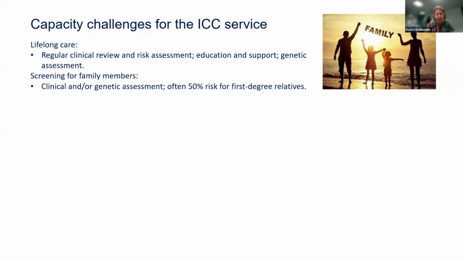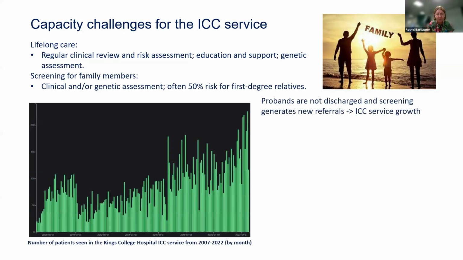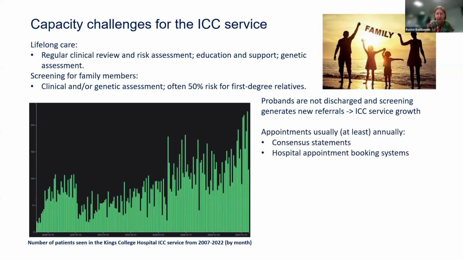And with most of the conditions that we're thinking about, there's a 50% risk that first degree relatives will be affected. So the combination of the fact that this is lifelong disease, probands are not discharged, and the fact that screening generates these new referrals, we see growth in our services over time. And this is some data from King's College Hospital, where I'm also involved in the ICC service, which has just shown how year on year we see the number of patients that require our care and input increasing. And obviously that brings with it many challenges.